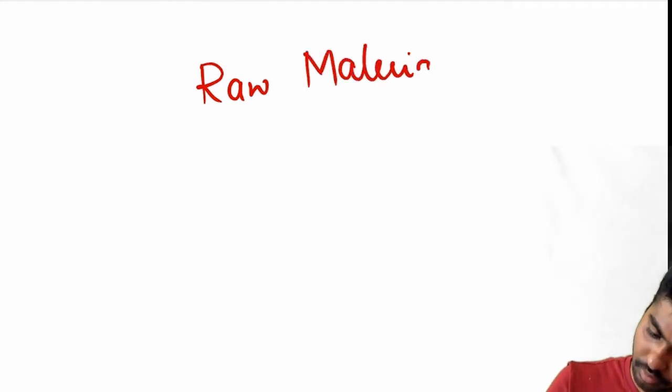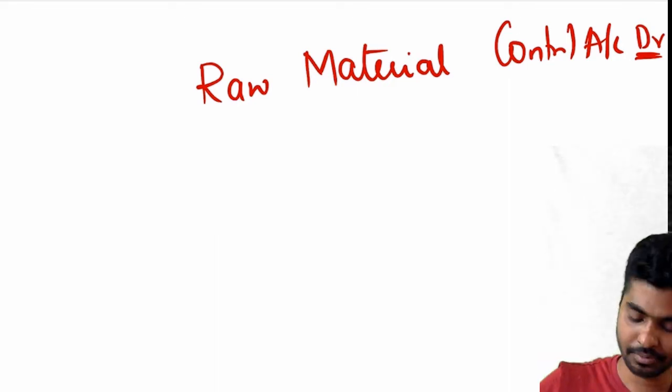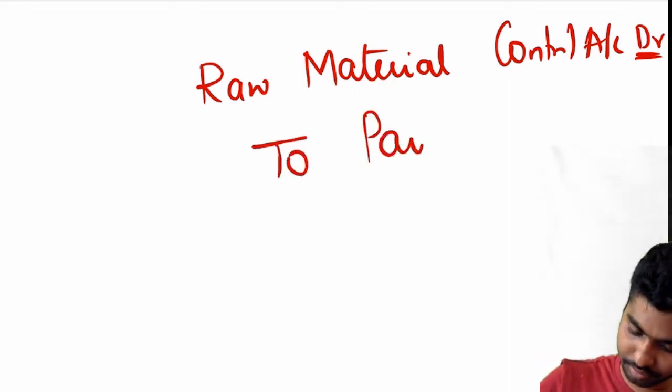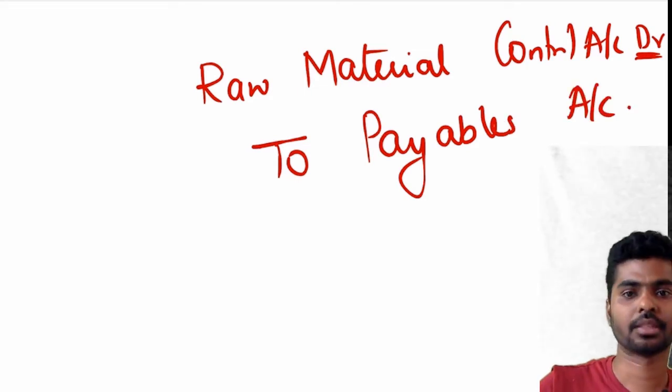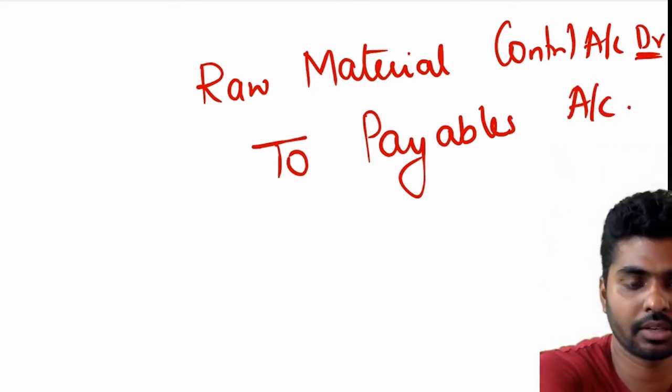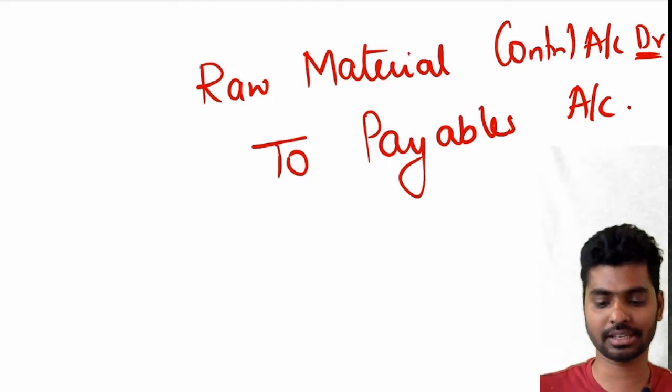So the journal entry for this is going to be the receiving department, that is raw material control account debit. Debit is the term we use in accounting for the receiver. To payables account. So raw material control account debit to payables account. Did you understand the first entry, how to do it?